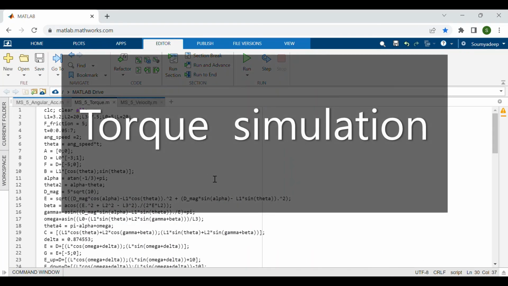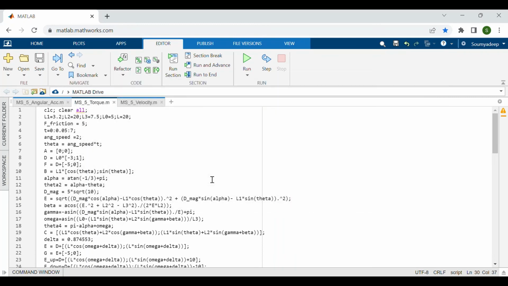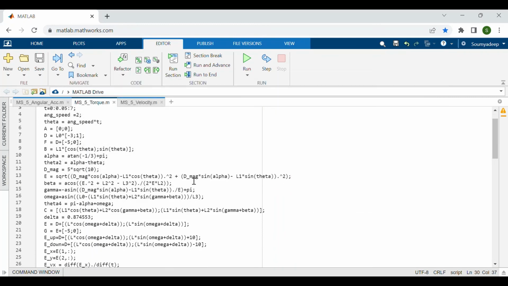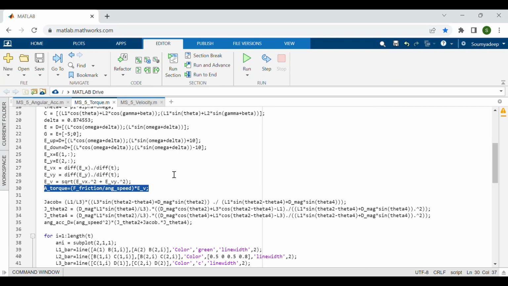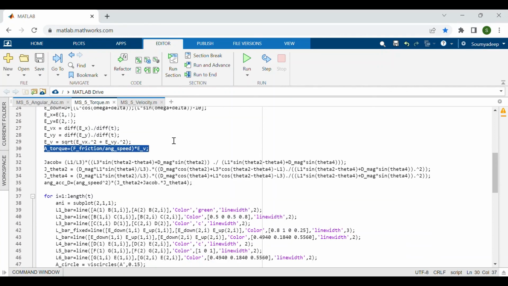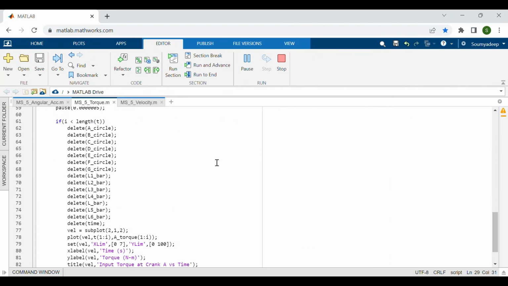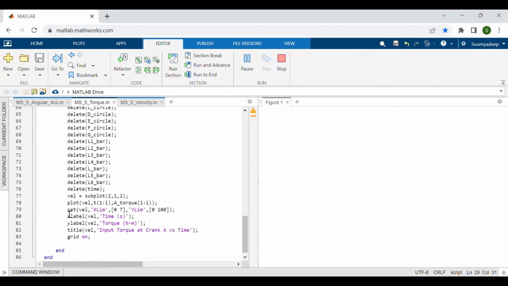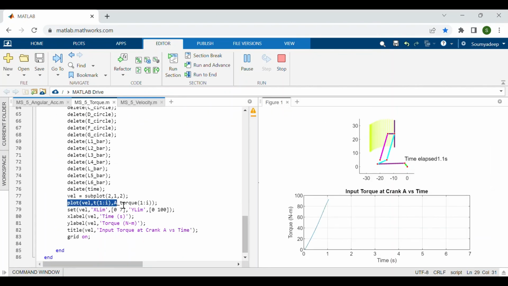Now let's see the torque simulation. The highlighted portion of this code shows the relation between the output torque and the input velocity. Now let us run the code. As from the code, it is a torque versus time graph. We can observe it, and we can also see the shaded area.